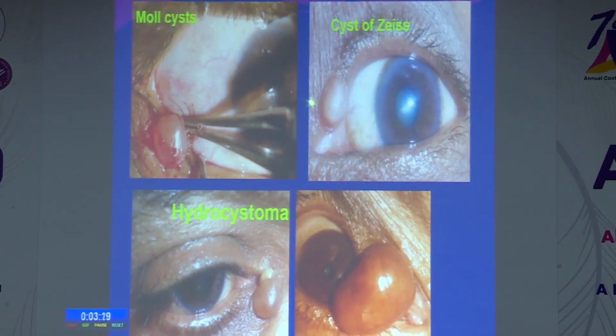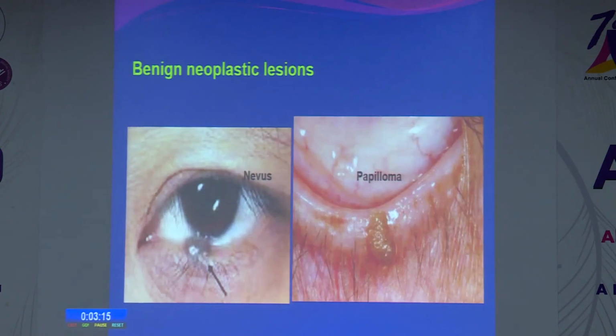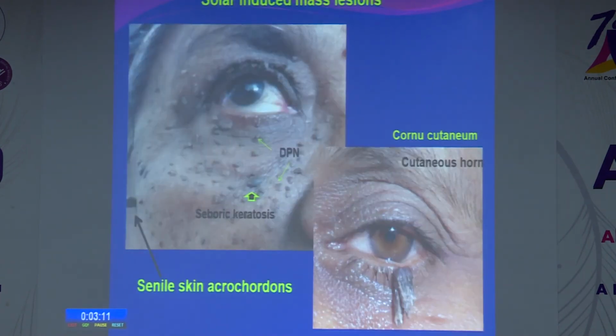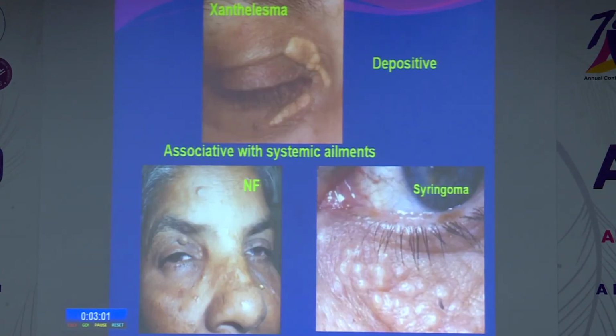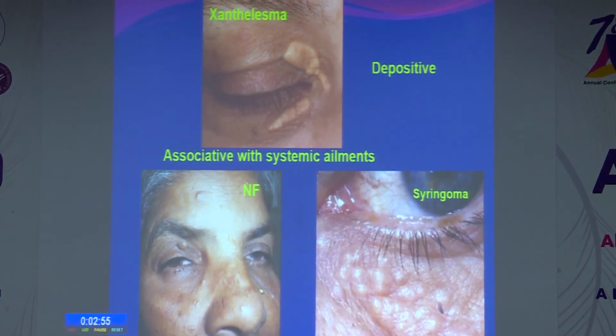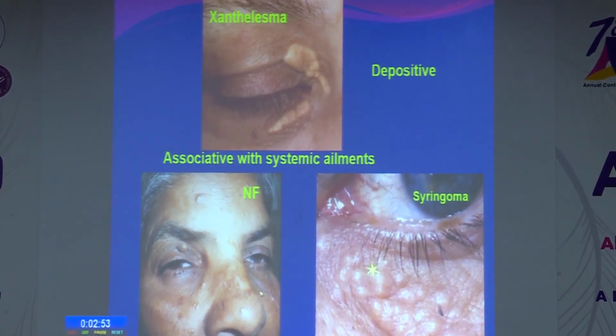the transparent cyst of Moll, the translucent cyst of Zeis when it is away from the lid, hydrocystomas; benign neoplastic lesions like nevus and papilloma; the solar-induced mass lesions like the multiple small pigmented dermatosis papulosa nigra, the stucco appearance of seborrheic keratosis, skin tags, the skin horns; the depositive lesion like xanthomas; those associated with systemic ailments like the nodules of neurofibromatosis, and hyperactive sweat glands of syringoma.